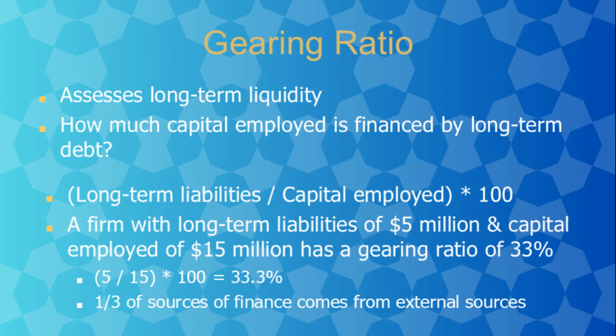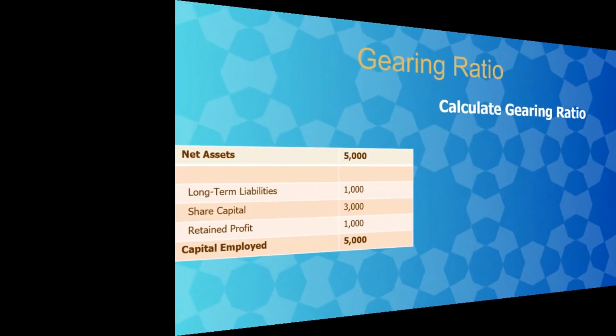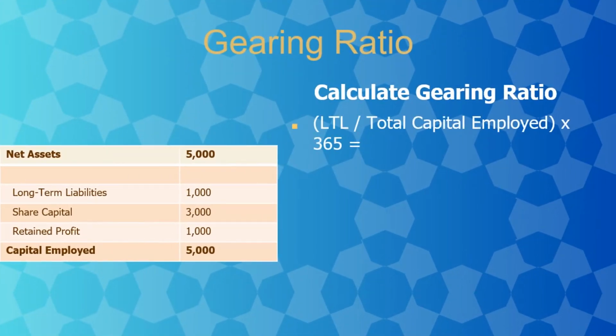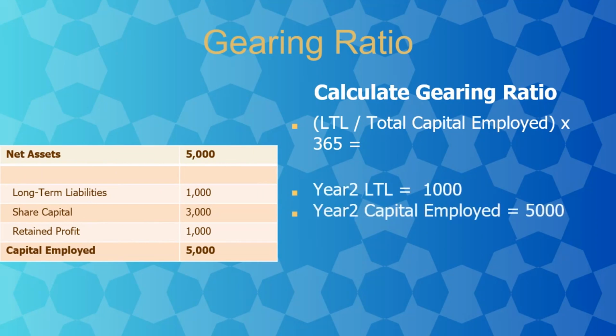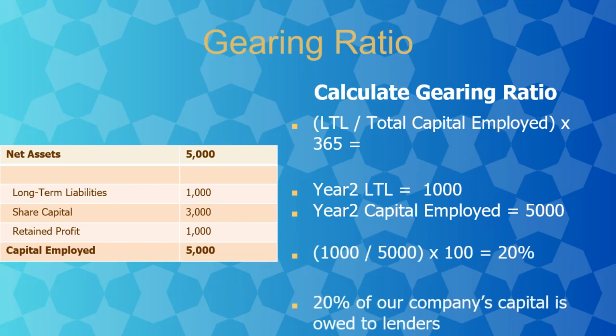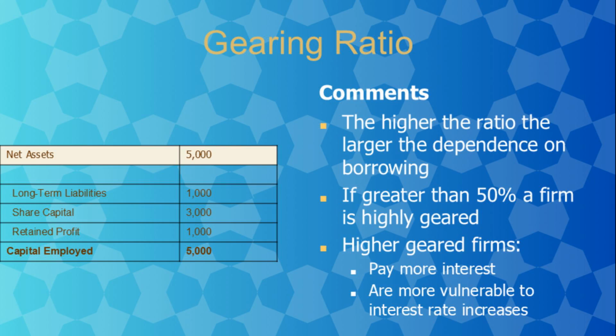Gearing ratio assesses long-term liquidity by measuring how much capital employed is financed by long-term debt. For example, a firm with long-term liabilities of $5 million and capital employed of $15 million has a gearing ratio of 33%. To calculate gearing ratio, divide long-term liabilities by total capital employed and multiply by 100. For instance, with liabilities of 1,000 and capital employed of 5,000, the gearing ratio is 20%. A higher gearing ratio indicates greater dependence on borrowing.